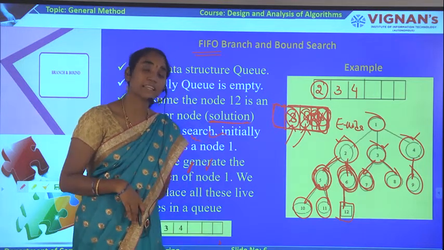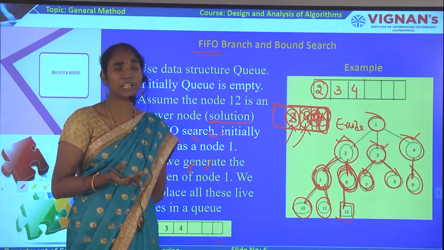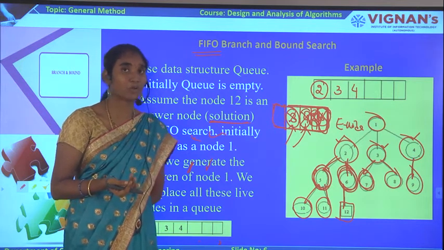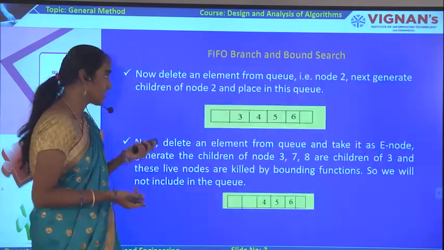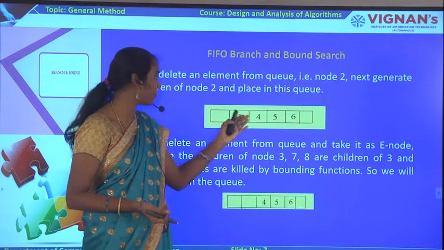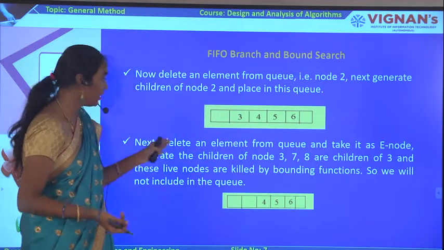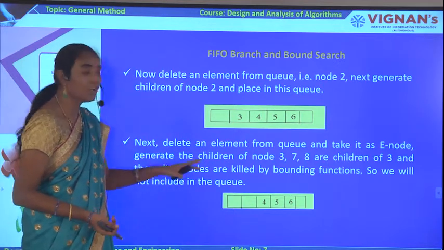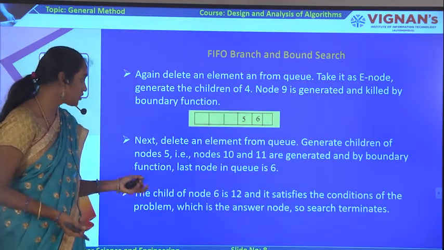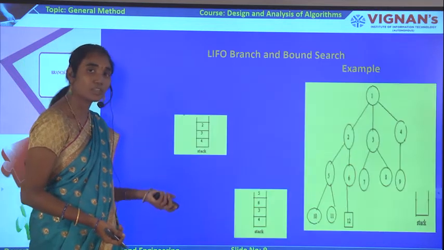Now let's see the second strategy, which is the LIFO branch and bound strategy. There also it is the same thing, but instead of a queue we will use the stack concept. Instead of the FIFO principle, here we will use a concept called last in first out. The same thing I am showcasing here. Node 2 will be our E node, and node 2 has the children 3 and 4, and as node 2 has 5 and 6, I am going to insert those. Next delete the element and take it as the E node. The same thing I am explaining with the help of figures. Finally the child of node 6 is 12. As it satisfies the conditions of a solution node, the search will be terminated.